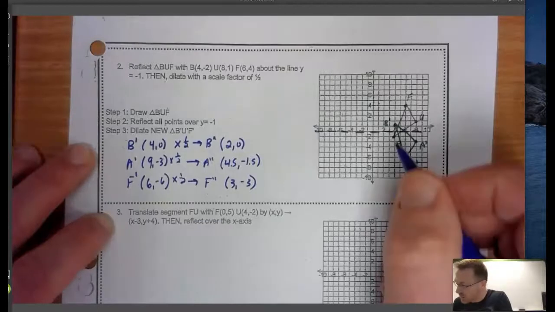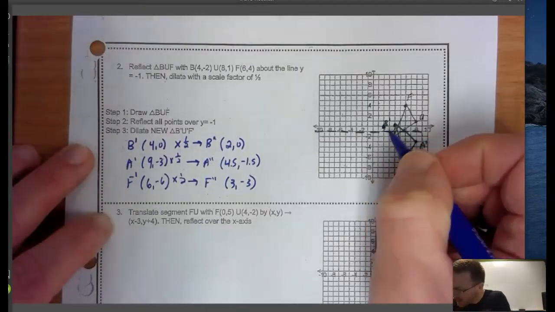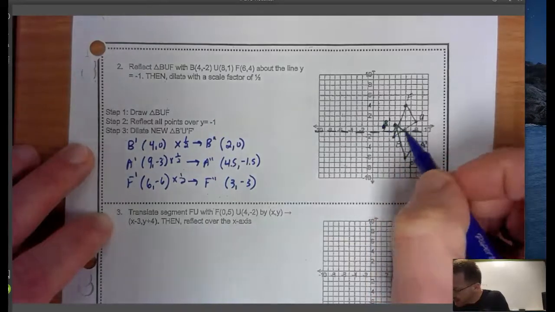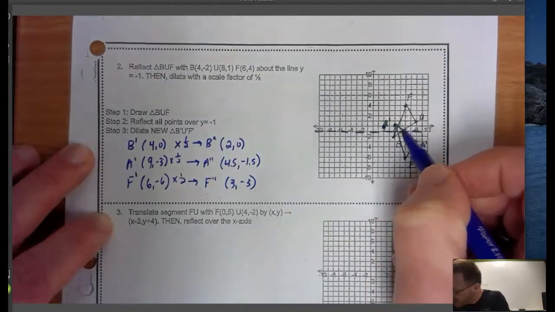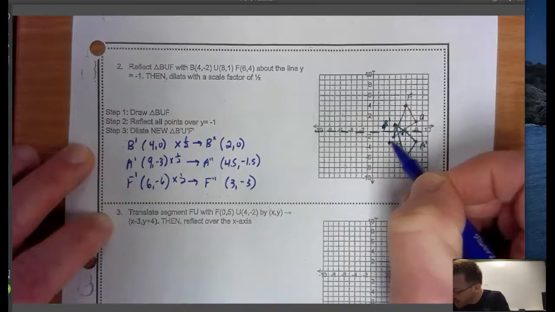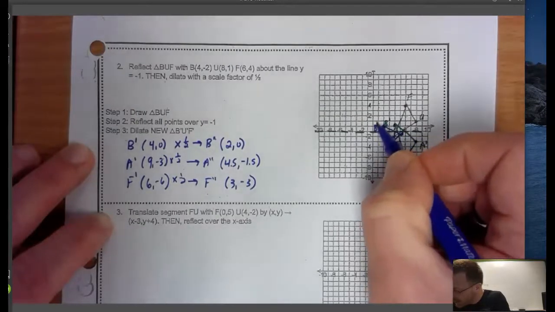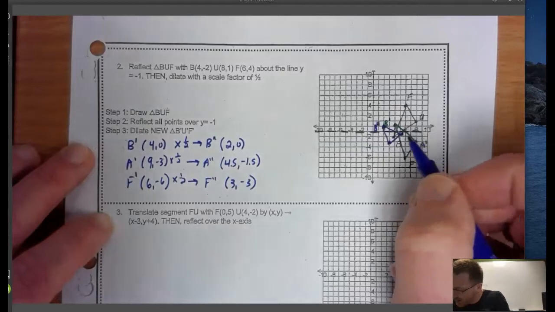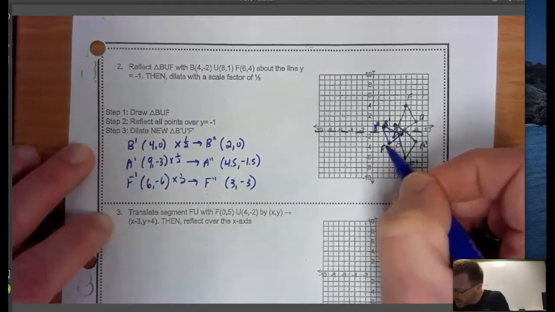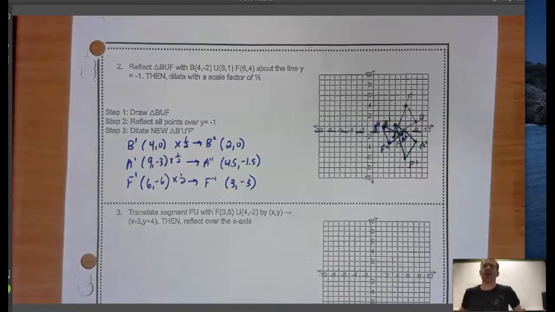So 2, 0 right here. 4.5, negative 1.5. It's kind of getting a little jumbled here, so this is the hard part sometimes. So 4.5, negative 1.5. And then 3, negative 3 right here. So there's our new triangle right there. That's B double prime, this is F double prime, and then A double prime right there. It gets a little messy sometimes when everything's right on top of each other.